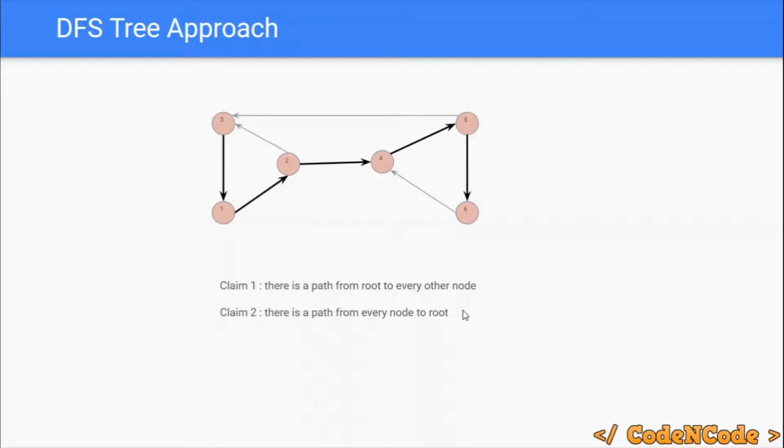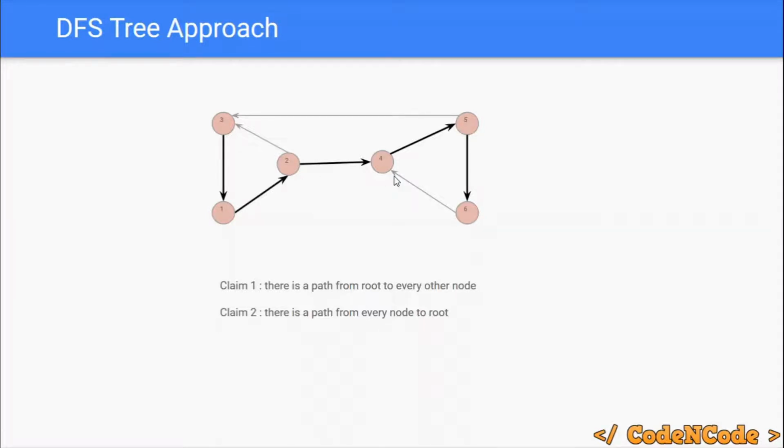But the second claim says that from every node you can reach the root. Let's take an example. From node 1 you can reach 1, 2, 3. From 2 you can reach 2, 3. From 4 you can reach 4, 5, 3. From 5 you can reach, from 6 you can reach, yeah. So from every node you can reach root, but we can't just take an example and say yeah, that is true.